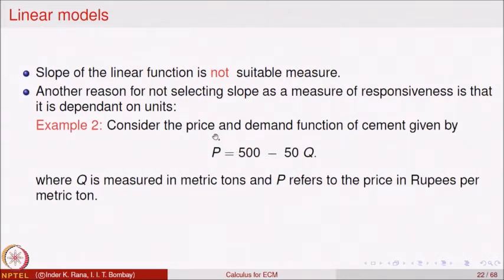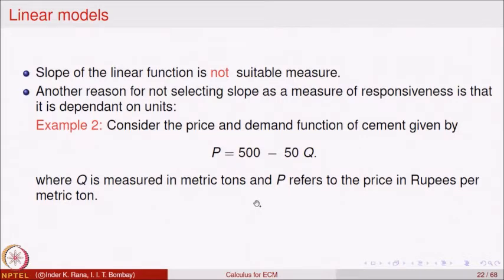Consider a price and demand function of, say, cement, which is given by P equals 500 minus 50 times Q. This is again a linear price-demand relation where Q is the cement being sold. Cement is sold in units, let us say metric tons, and P is the price in rupees per metric ton. So, the unit for the quantity is metric tons and the price is per metric ton. So, this is a relation.